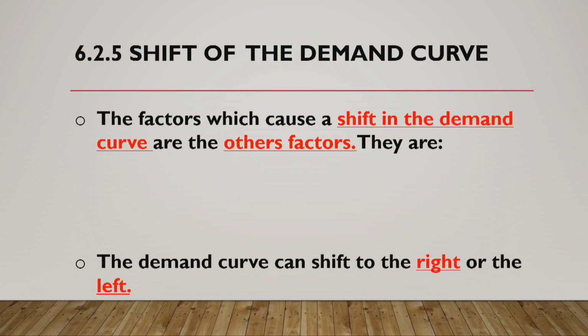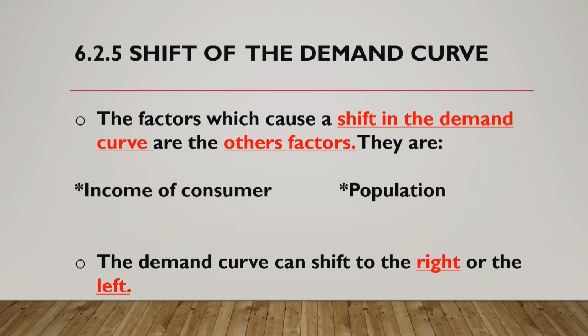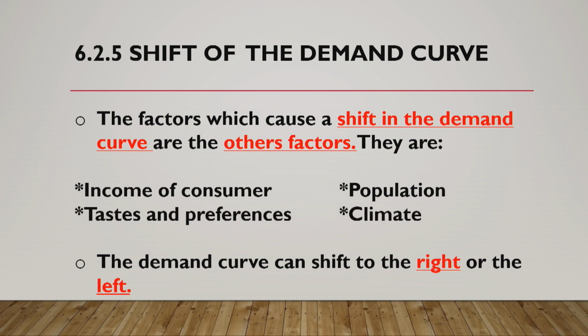Shift of the demand curve. The factors which cause a shift in the demand curve are the other factors. They are income of consumer, population, tastes and preferences, and climate. The demand curve can shift to the right or to the left.